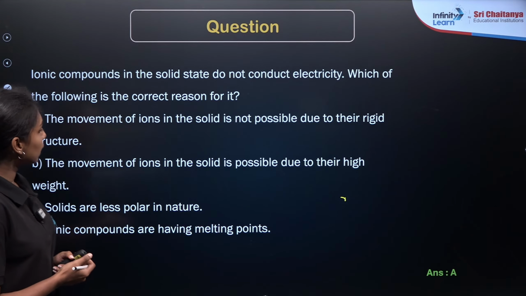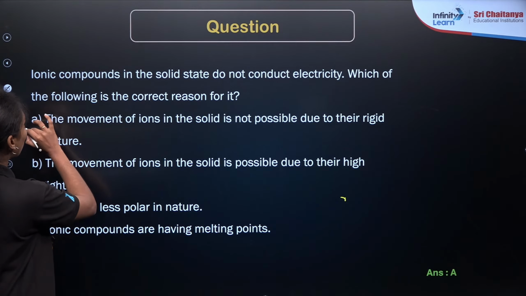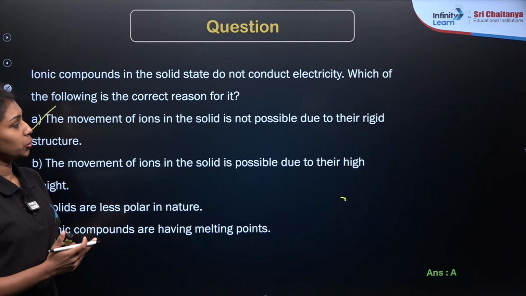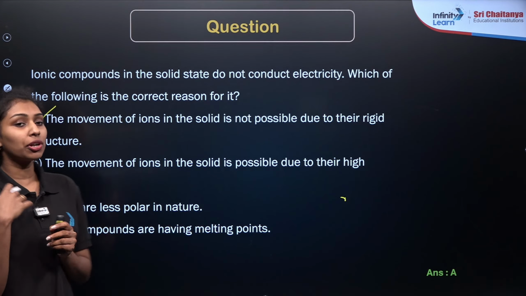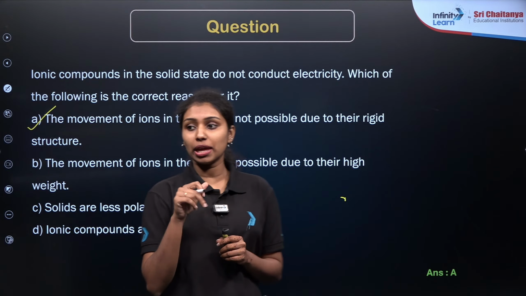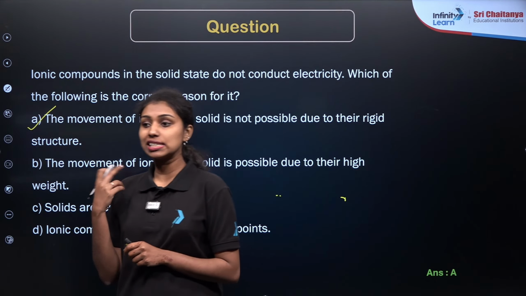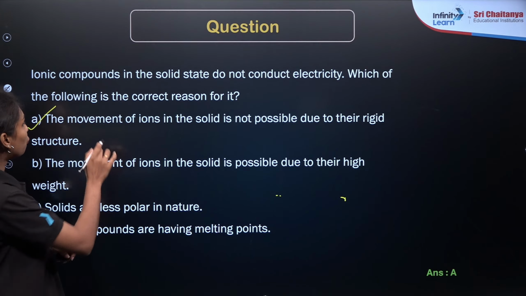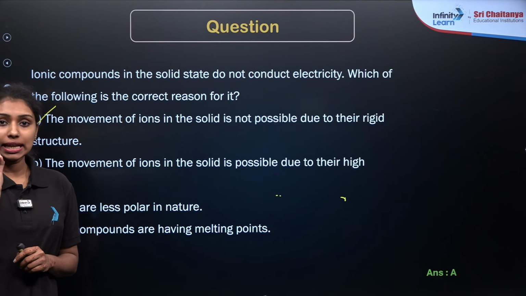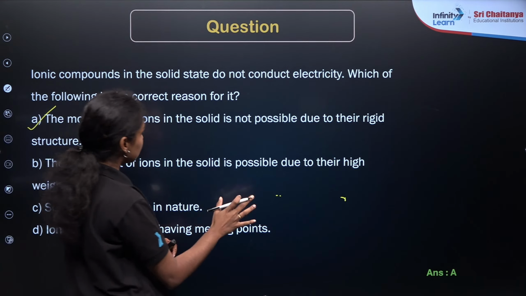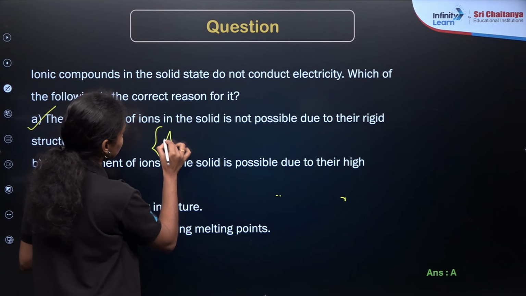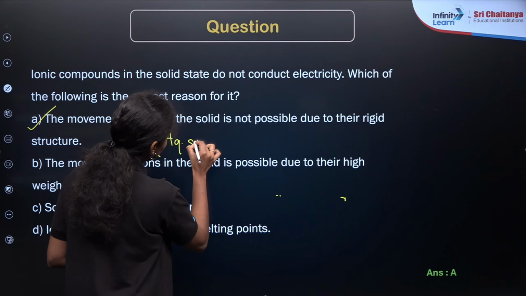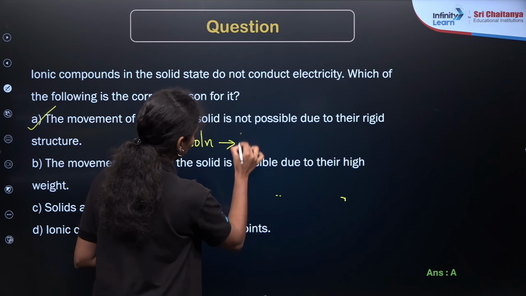Okay, I hope you will get the answer as option A over here. The movement of ions in the solid is not possible due to their rigid structure, right? Whenever you are discussing the structure of ionic compounds, it will be a strong crystal lattice or rigid structure. So in the solid state, they will not contain any free ions. The movement of ions will be restricted in the solid state, but if they are in the aqueous solution or in the molten state, there will be free movement of ions.